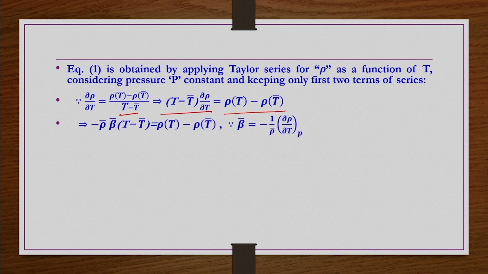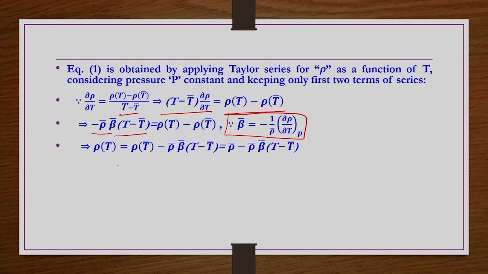From the beta bar definition, in place of dou rho by dou T we can have minus rho bar beta bar. So, the left hand side, minus rho bar beta bar multiplied by (T minus T bar), equals rho minus rho bar. That means rho equals rho bar minus rho bar beta bar (T minus T bar). This equation gives how the density varies with respect to temperature by taking a reference temperature T bar.